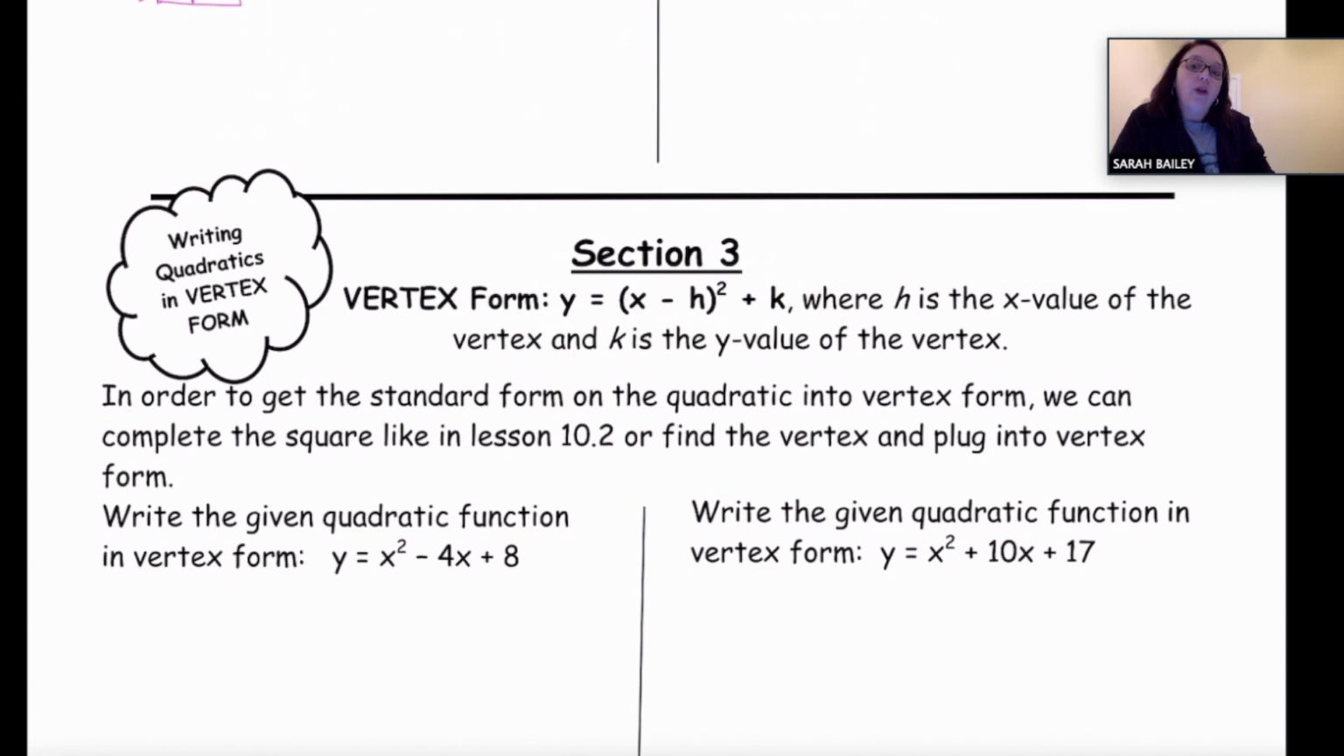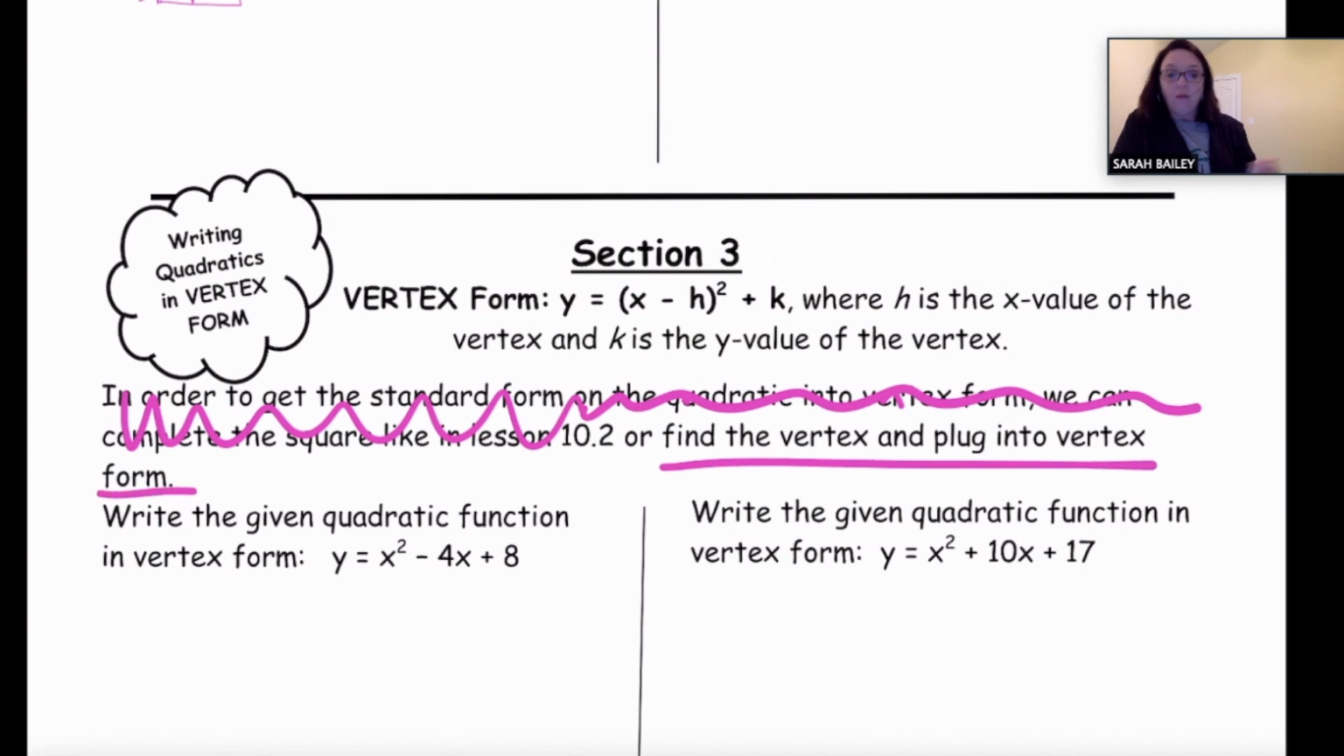Now, the next little part here is a little confusing. It says in order to get the standard form of the quadratic into vertex form, we can complete the square. We haven't learned how to do that, and that's actually not a Math 1 skill. So we're not going to complete the square. We are going to find the vertex and plug it in. That's the way that we're going to do this.